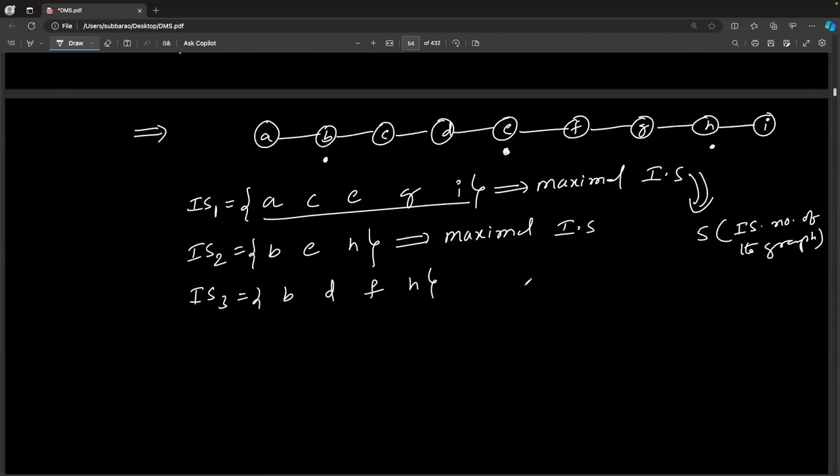There is some nice game here. So this is the smallest. Among all maximal independent sets, this is also maximum. The largest one is called the largest maximal independent set. If you see, 5 is the independent set number of the graph. This is the smallest maximal independent set.